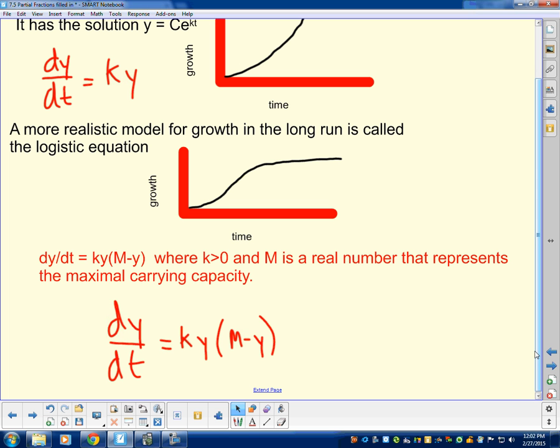M is the maximal capacity. Y is actually the population, and T is the time. So it's kind of different. This Y is corresponding to the dy up here. So Y is the dependent variable, acting kind of like an independent variable in equations we've studied in the past, right? But Y is the population, M is the maximal capacity, K is the growth rate.